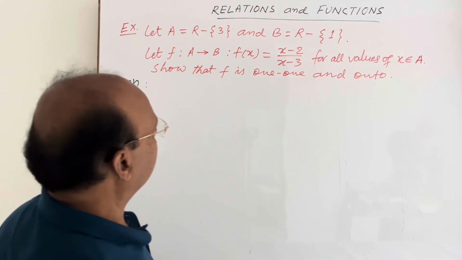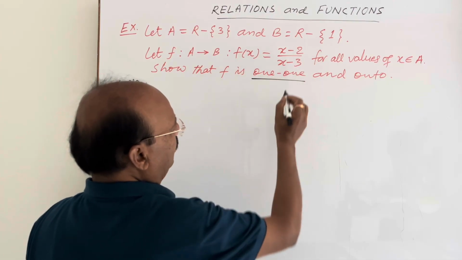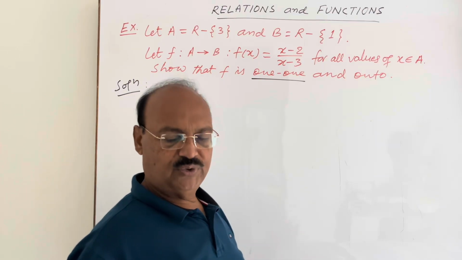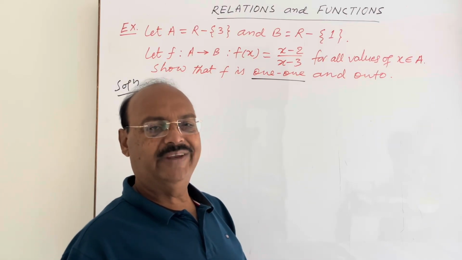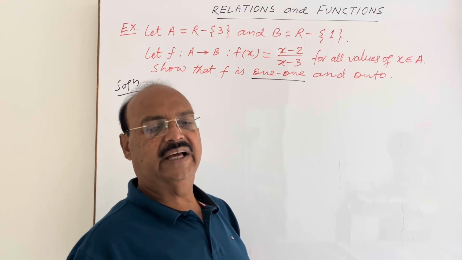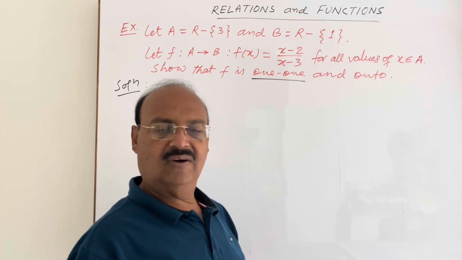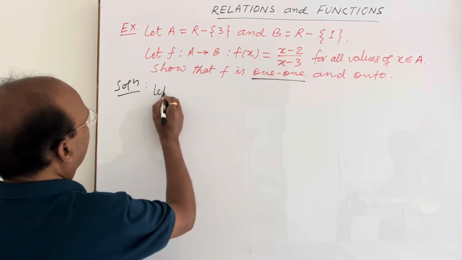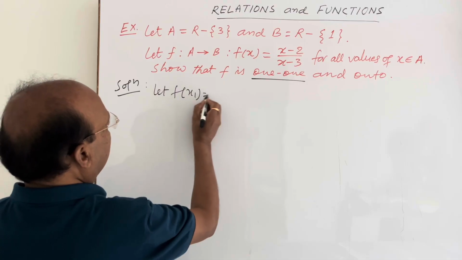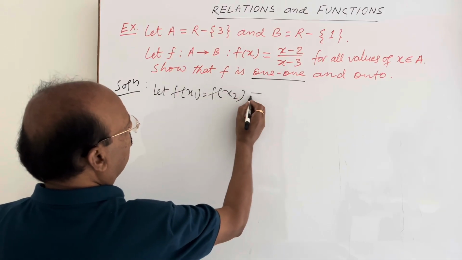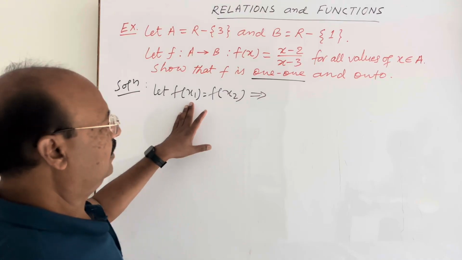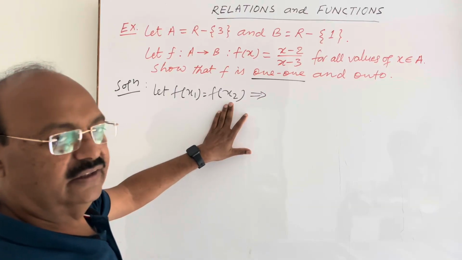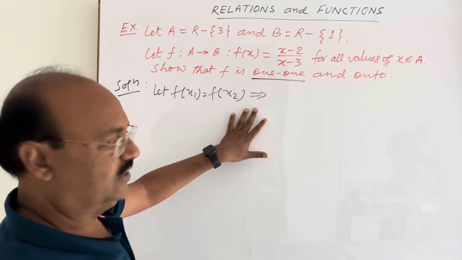First of all, we will show that this function is one-one. You know that for showing a function to be one-one, we show that if two images are equal, then corresponding pre-images in the domain are also equal, then the function is called a one-one function. So let us start with: let f of x1 is equal to f of x2. Here we have to show that the pre-images x1 and x2 in the domain are equal. Then it will be known as a one-one function, correct?